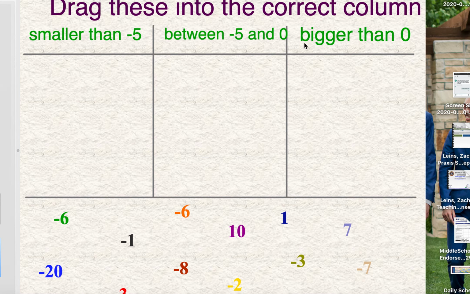All right, here just dragging and dropping where these fall. So negative 1, is it smaller than negative 5? No. Bigger than 0? No. It's between negative 5 and 0. Let's go 7. That's definitely bigger than 0. And then negative 7, that's definitely smaller than negative 5.